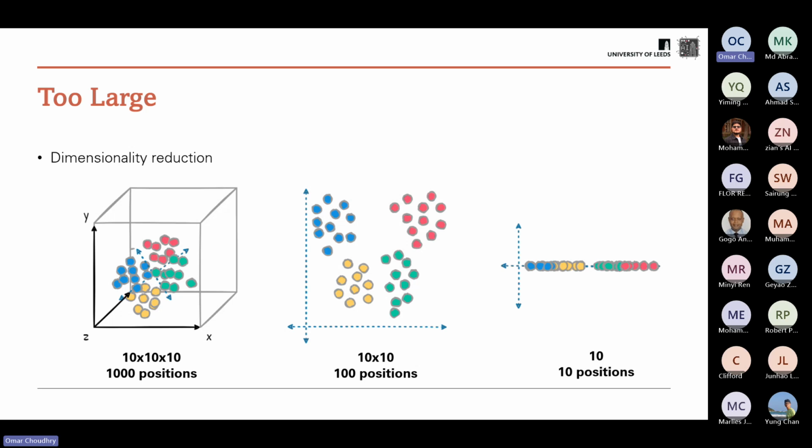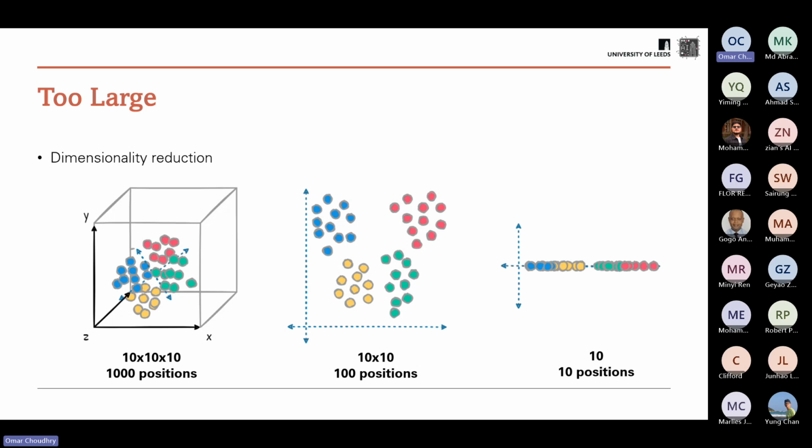But what if I was able to just get rid of one of those axes? I can still have my red points, my blue points, my yellow points, and my green points, but I've got rid of an entire axis. So what I'm left with is just 100 positions, and this is just an example. But you can see the difference. We've reduced the amount of data that we're having to store by 10 times just by using this simple technique. And we can go further.